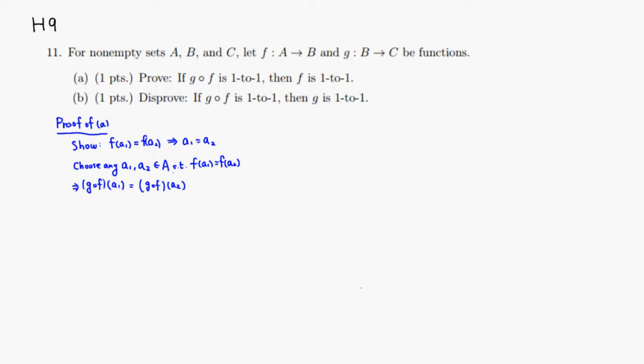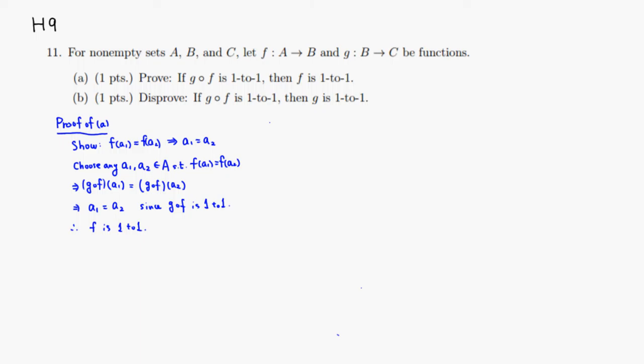Then, we know that g of f is 1 to 1. This implies that a1 must be equal to a2, since g of f is 1 to 1. Therefore we could show that a1 equals a2, therefore f is also 1 to 1. So that's the proof of part A, so it's fairly simple.